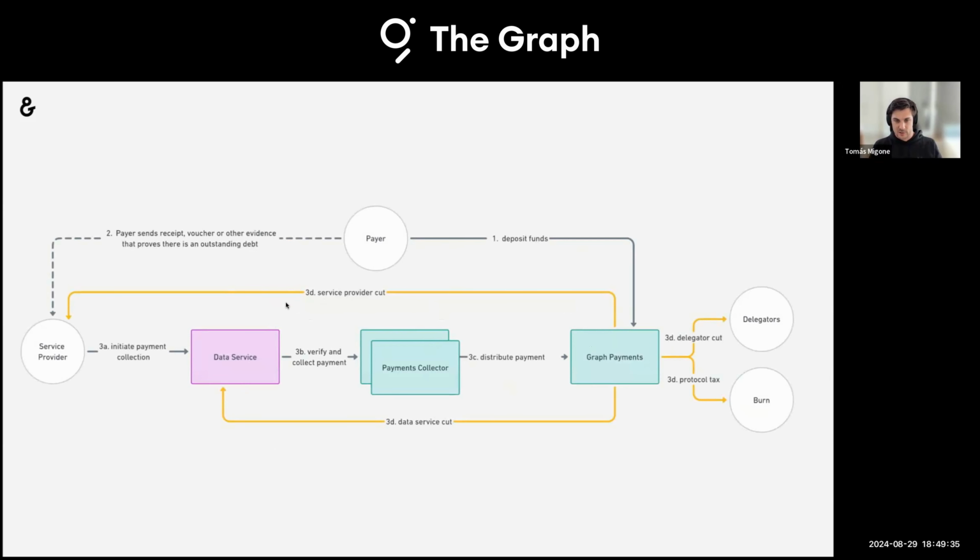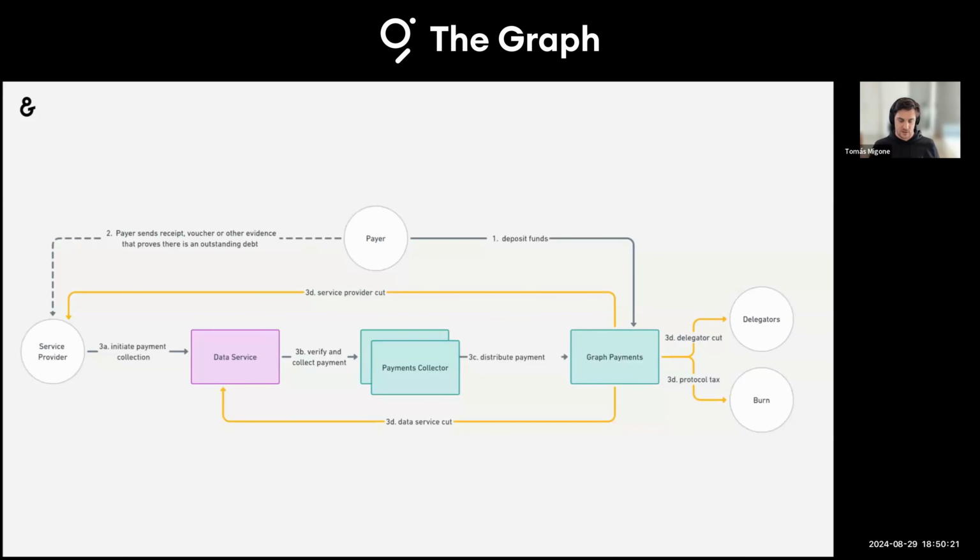This is a high level overview of what the payment flow would look like in the case of a generic data service. You have here in green the contracts that correspond to the payments contract on the Graph Horizon. And you have a generic data service here. So the first step is the payer, the gateway, or whoever is paying, deposits funds on the payment system. And then the service provider knows the payer can pay for my service.